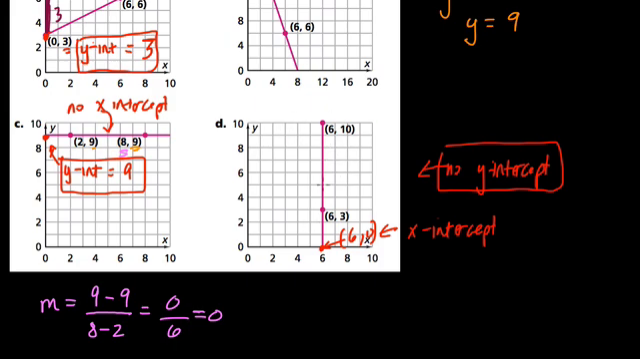Here, the height's always changing. It's always different, right? The line's going up and down. But the x values are never changing. So here we just call it by its x value. So in part D, this is equal to what?